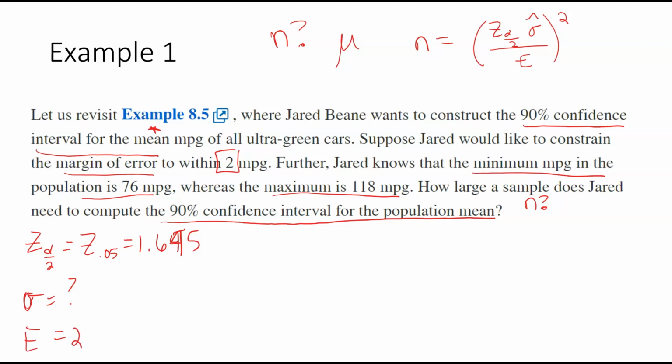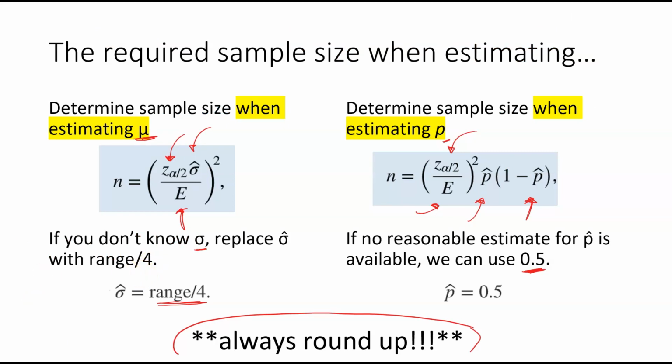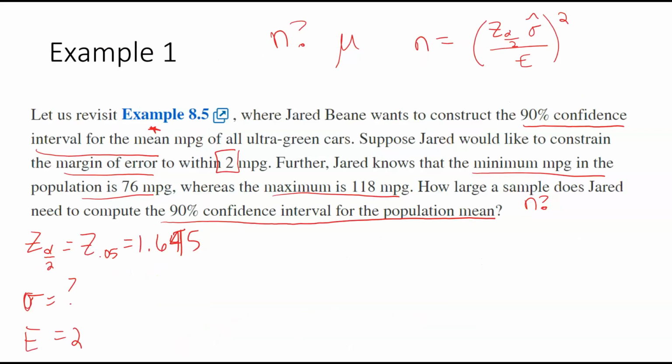So when we don't know the sigma, we use the range divided by 4. He actually gave us the minimum and the maximum. Remember that the range is max minus min. So we would estimate sigma to be about 118 minus 76 over 4. And make sure you calculate 118 minus 76 first. Hit enter, divide by 4. You should get 10.5. And now we can calculate the n, or the sample size needed.